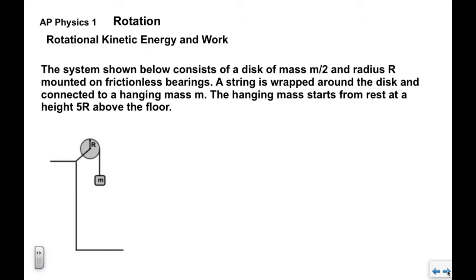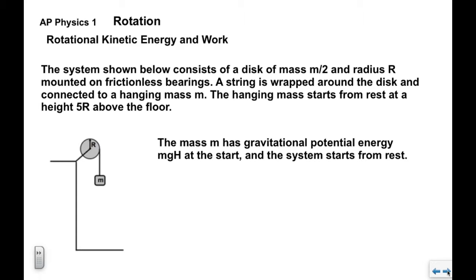So let's take a look at a problem that we saw already. We analyzed this from a Newton's laws and kinematics standpoint. We have a disk with mass m/2 and radius r. It's got a string wrapped around it connected to a hanging mass m. The mass starts from rest. We're going to add that the height is 5r, 5 times the radius, above the floor. And we're going to look at this from an energy standpoint.